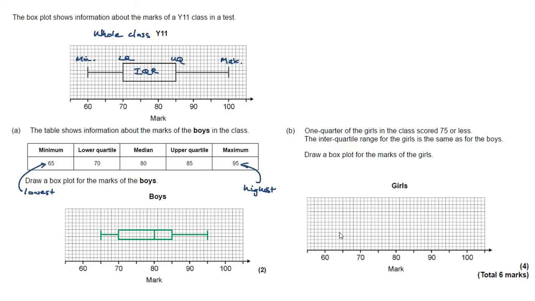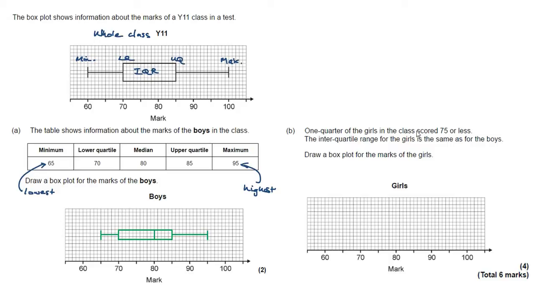The more tricky thing is to make sure we get a box plot also for the girls. Now here we're going to have to do a little bit of thinking. It says 1/4 of the girls in the class scored 75 or less. So first of all, we've got a bit of information. Let's just think about that to start with. So 1/4 of the girls in the class scored 75 or less.